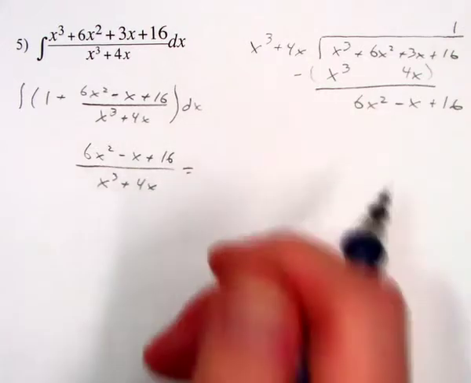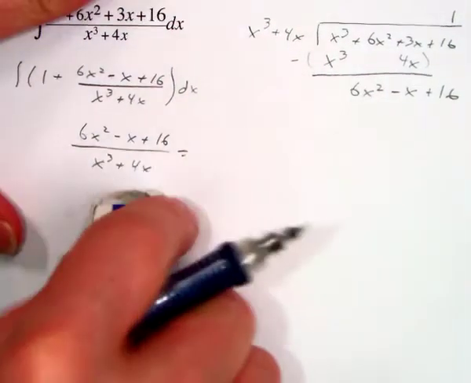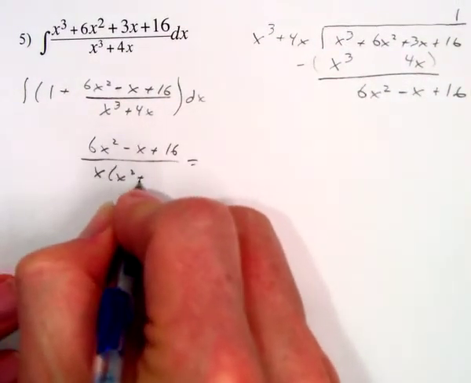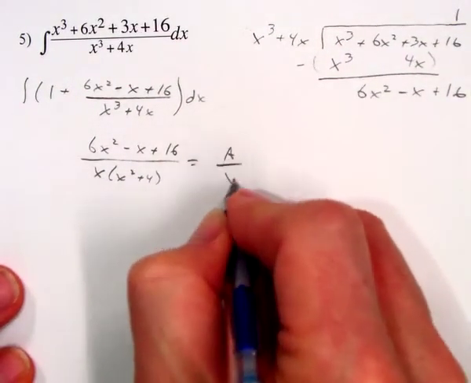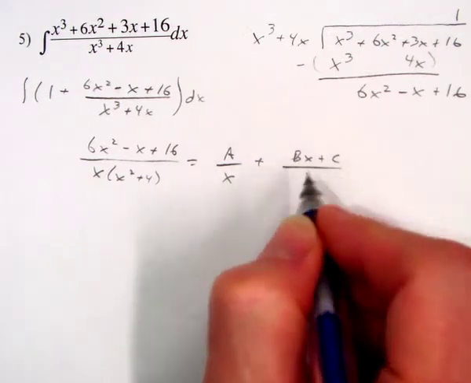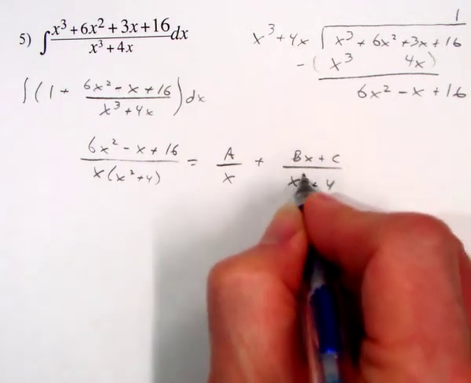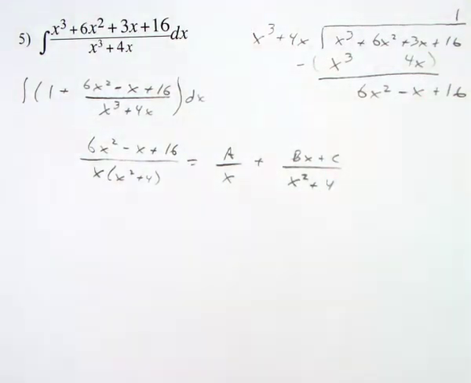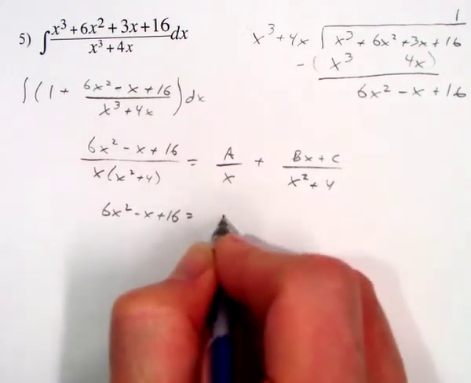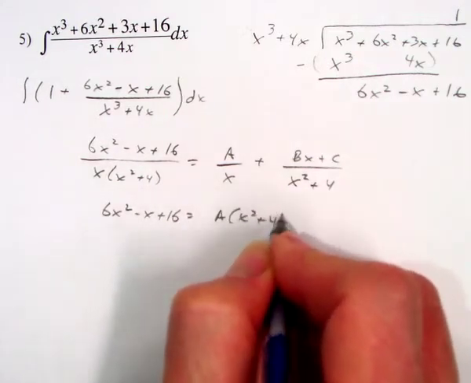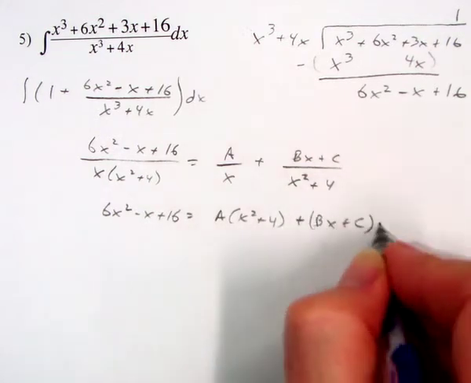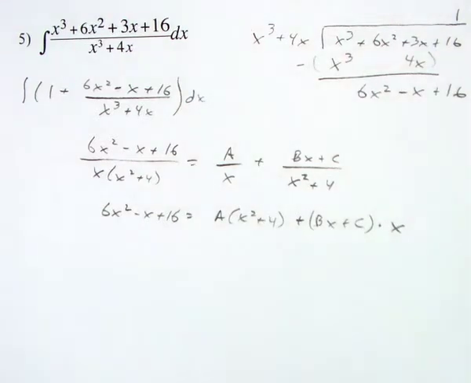So we are going to factor this. In fact, I probably should just do that in this stage right here. Let's say x times x squared plus 4. So we'll say a linear factor, so it's A over x. And then we have Bx plus C over the quadratic, because that can't be factored anymore over integers. So let's clear all the fractions. We get 6x squared minus x plus 16 equals A times the quantity x squared plus 4, plus Bx plus C times x.